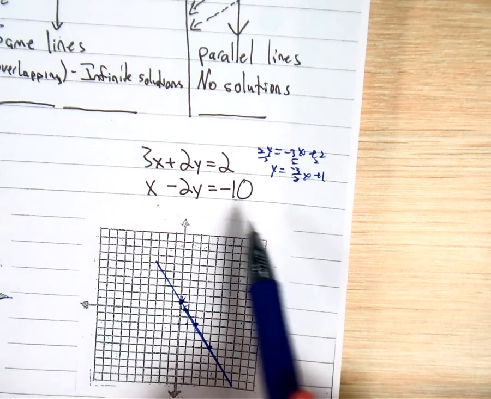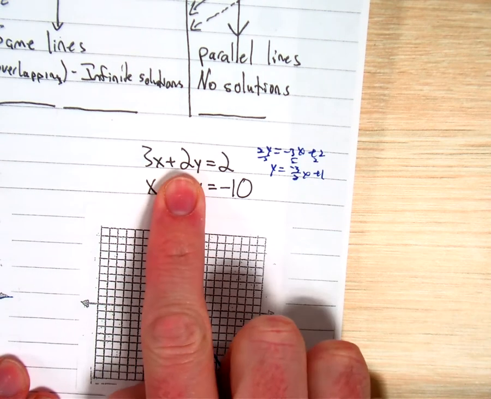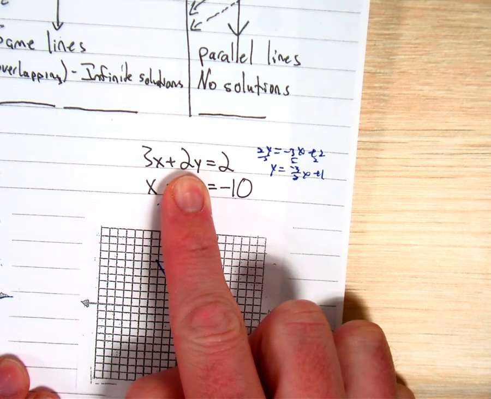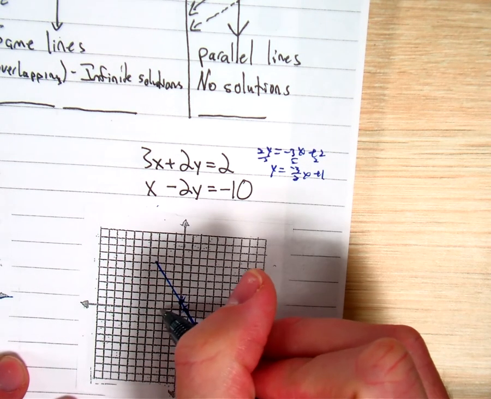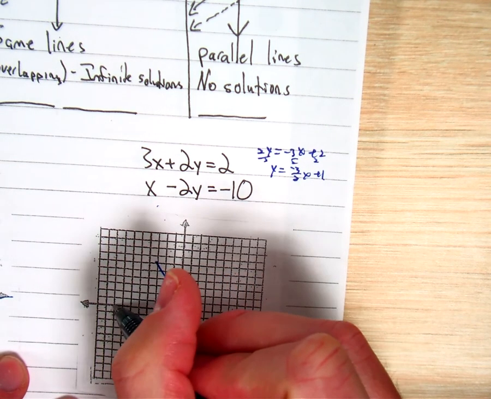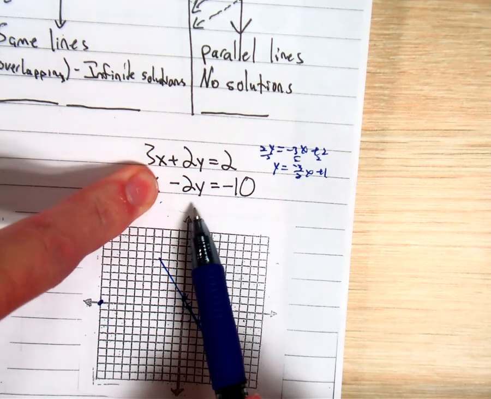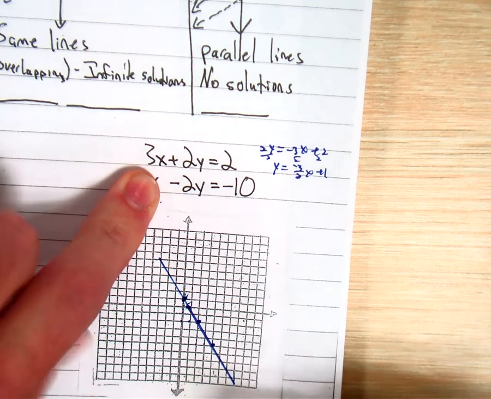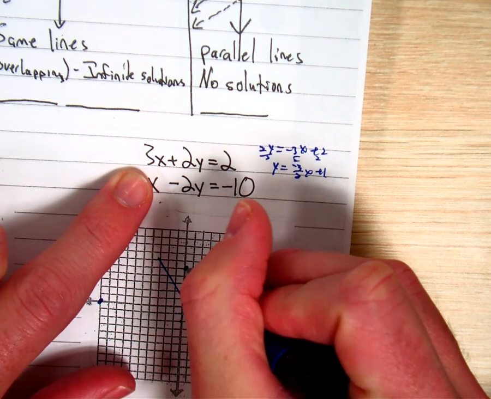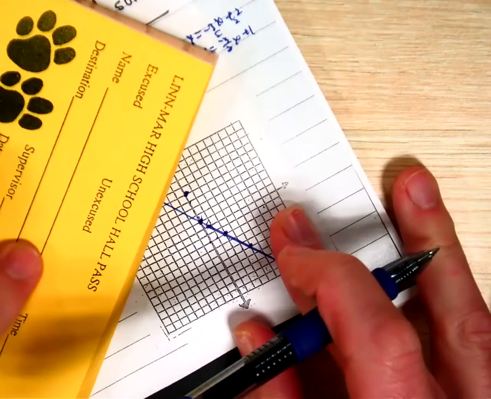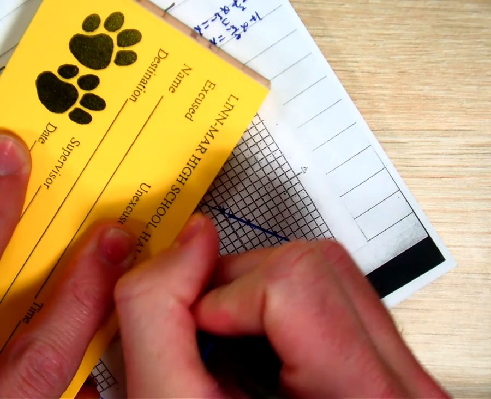Our next one, x minus 2y equals negative 10. My intercepts might help us out here. These would be pretty far away. Cover up your y. x equals negative 10, so negative 10 on the x-axis. 1, 2, 3, 4, 5, 6, 7, 8, 9, 10. And if I cover up x, negative 2y equals negative 10, so y is going to be positive 5. 1, 2, 3, 4, 5. So those are pretty far away. That'll help with the straight line.